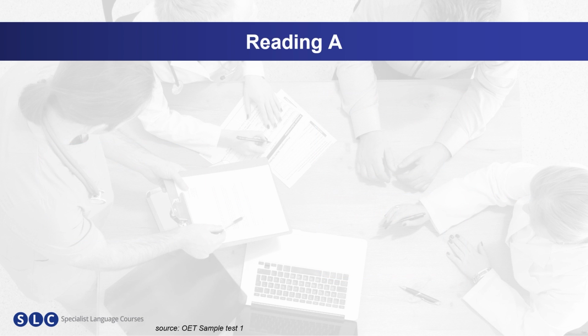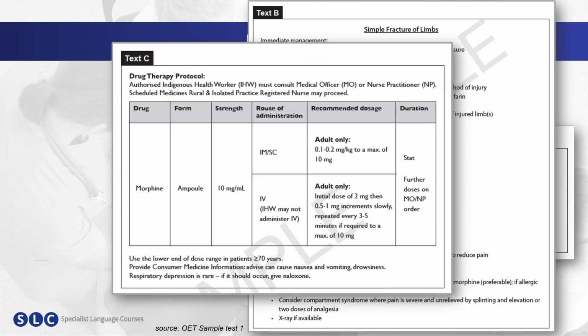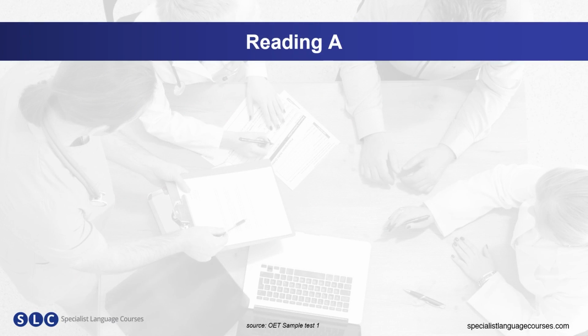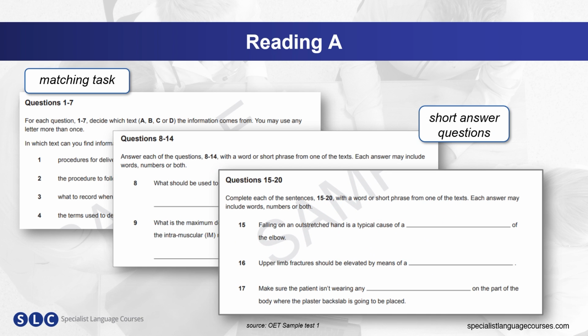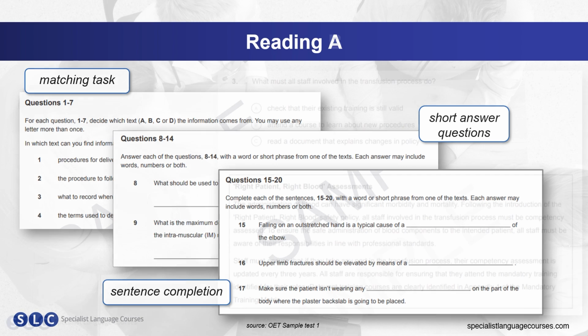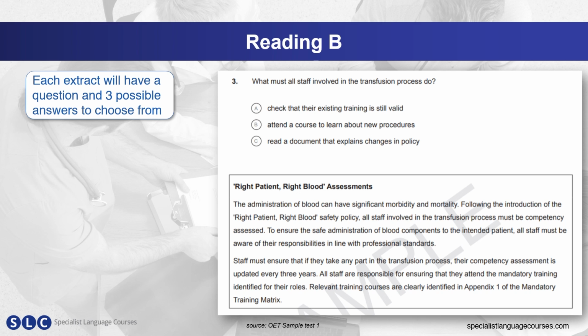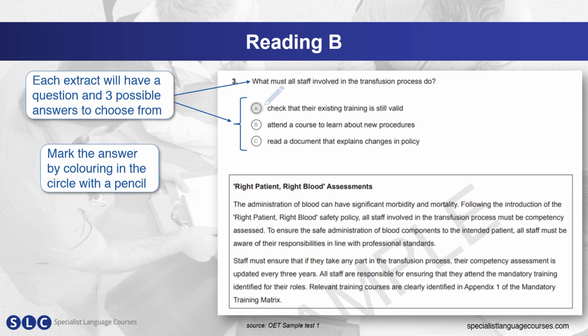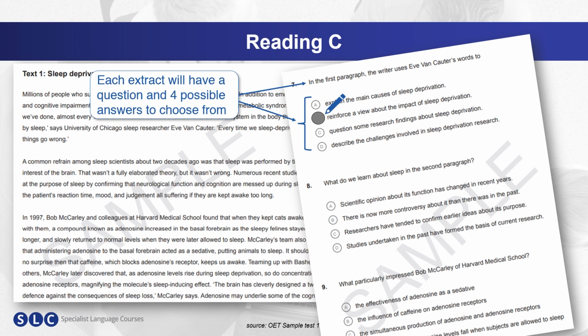So reading A tests your fast reading skills, and you have 4 different texts, all related to one topic. You will need to complete a matching task, short answer questions, and sentence completion, otherwise known as gap fill. For part B, there are 6 different texts, and each text will have a question and 3 possible answers to choose from. And you mark the answer by colouring the circle with a pencil. Finally, in reading part C, you have 2 longer texts, and each extract will have questions with 4 possible answers to choose from.